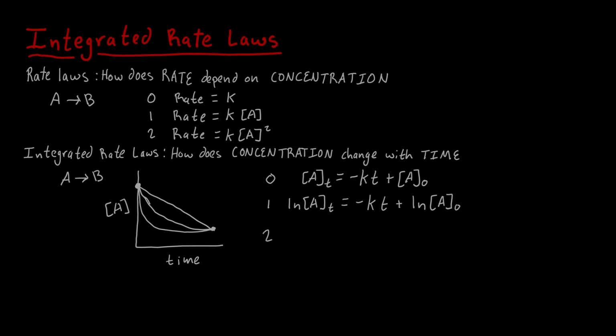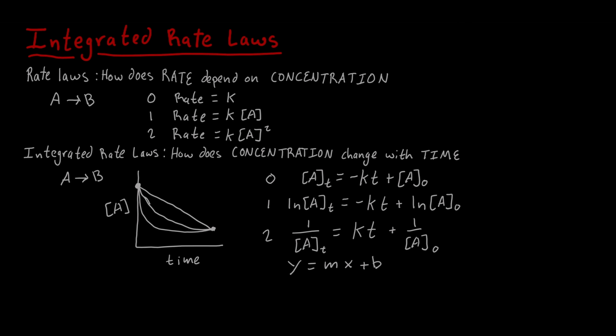And for our second order reaction, we have an inverse relationship. So 1 over the concentration at time t is equal to Kt, and here our rate constant is positive, plus 1 over the starting concentration. And what we can notice about all three of these equations is that they're in the format y is equal to mx plus b, where x is our time.